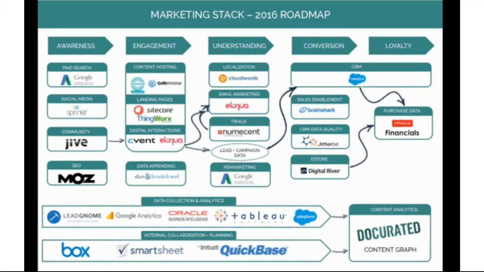And as you can see from this slide, and actually how the CMO described her marketing technology stack to me, she calls it heterogeneous. She's got everything from Oracle to Google to Jive to Digital River and Brainshark. So when you think about all the types of marketing technology investments a company could make, this company had a sprinkling of pretty much everything.